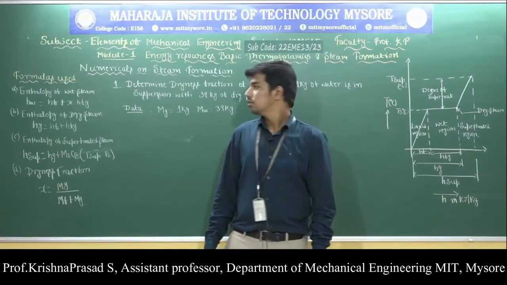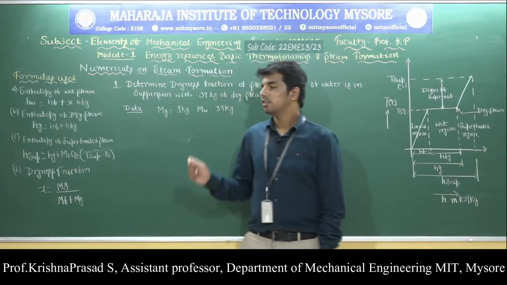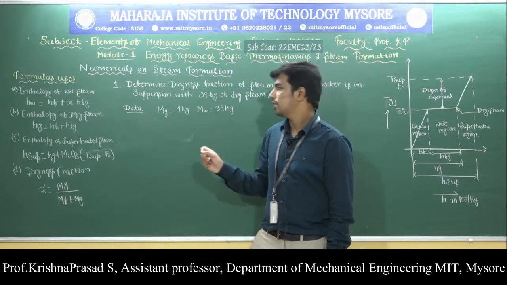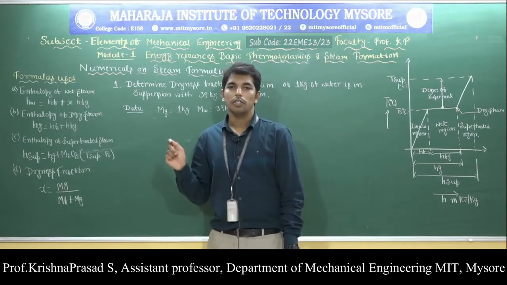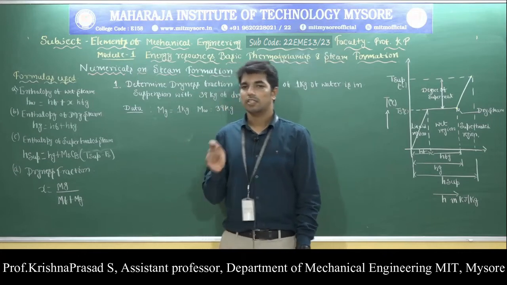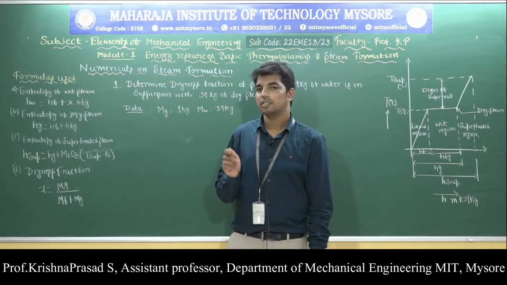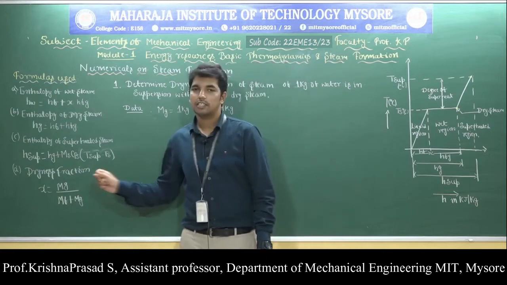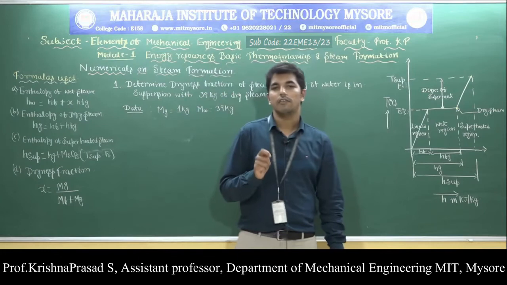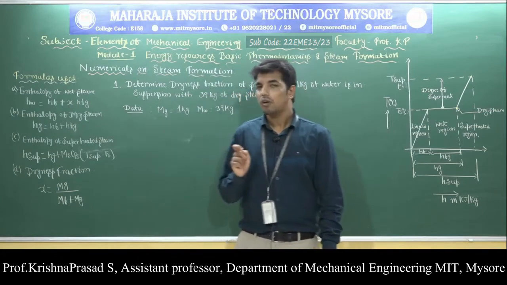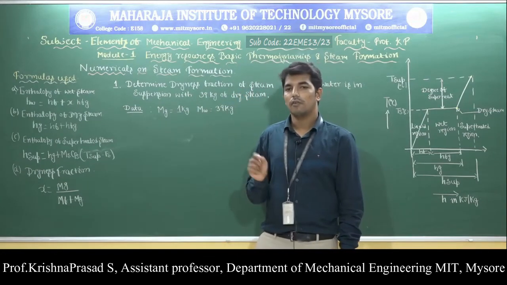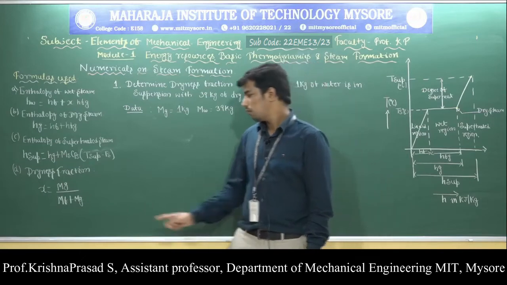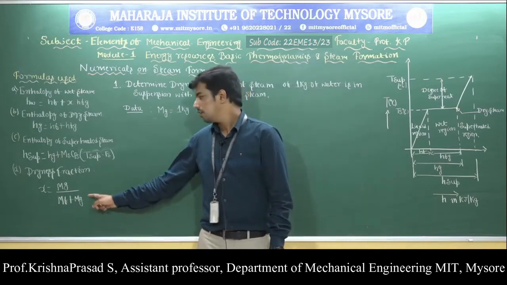Hello everyone. The next topic in steam formation and its properties is the numericals. Before moving on to the numericals, we first need to understand some of the basic definitions of steam formation and its properties. The first one is the dryness fraction. Dryness fraction is defined as the ratio of the amount of dry steam present in a sample quantity of wet steam to the total amount of wet steam.